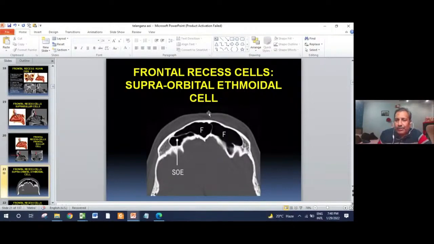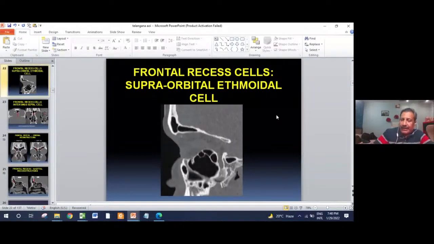Another important cell is the supraorbital cell. Supraorbital, as the name implies, is a cell above the level of the orbit. It is a cell pneumatizing the frontal plate, the frontal bone above the level of the orbit, superior to the orbit, and these cells happen to lie behind the frontal sinus. The important thing is the diagnosis, otherwise one can easily get confused with a supraorbital situation. Like for example, in the sagittal plane, it looks like this.